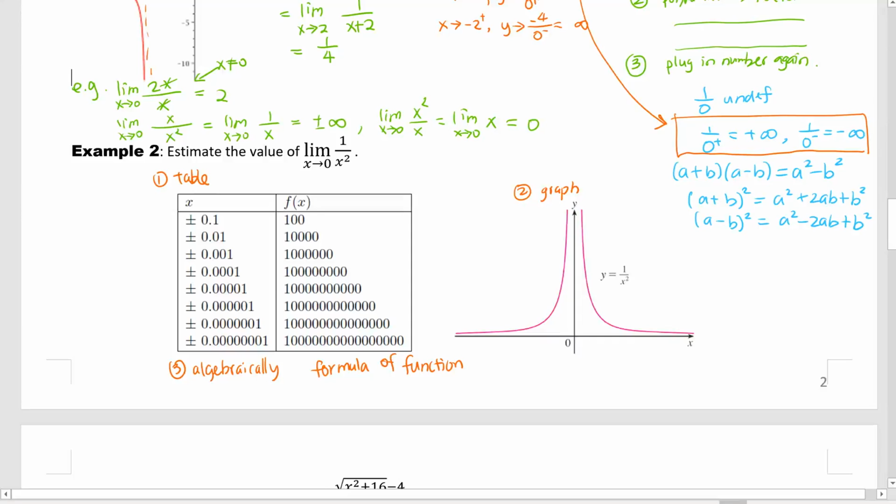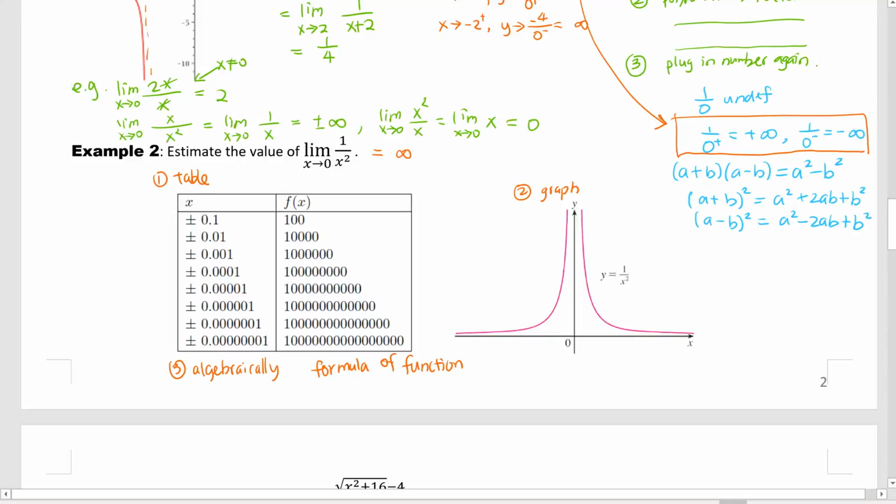And then when you plug into your calculator 1 over x squared, 1 over 0.1 squared is 100, and then 1 over 0.01 squared is 10,000, right? You can see, oh, it's getting bigger. Then you can know that our limit is infinity, right? When x goes to 0, our limit y is infinity.